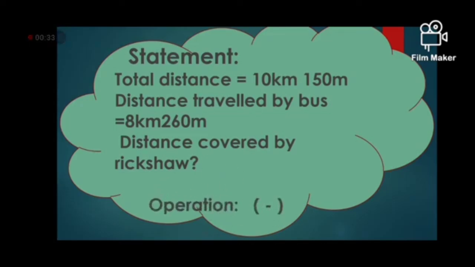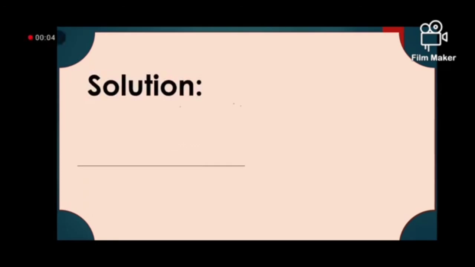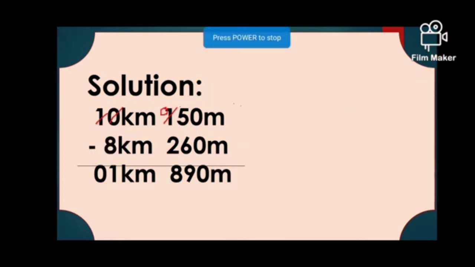So we will use the operation minus. Now let's find the solution of this question. First we will write the distances vertically. 10 kilometer, 150 meter is the total distance, and we have to subtract 8 kilometer and 260 meter, the distance travelled by bus, and we have to find the distance travelled by rickshaw, that is 1 kilometer and 890 meter. How to subtract?